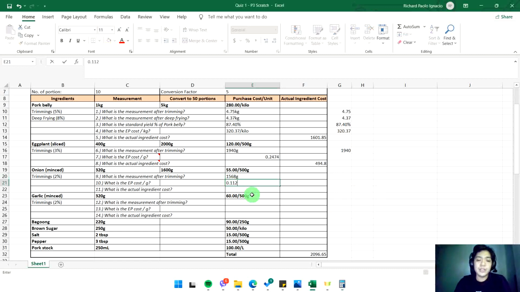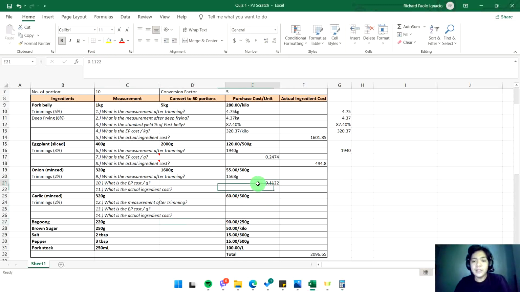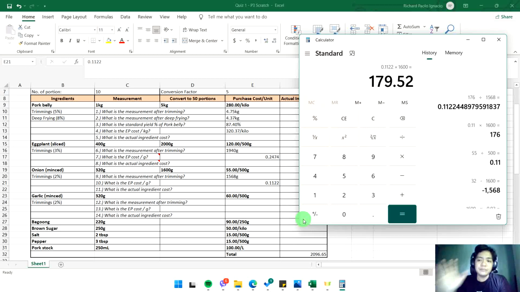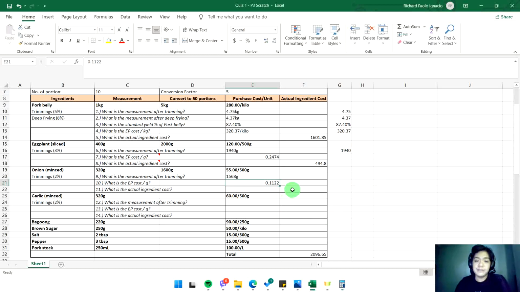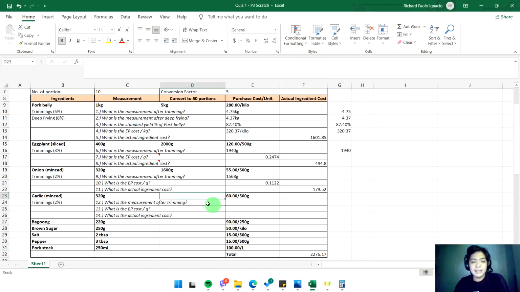Ibig sabihin, ito yung presyo ng ating edible portion per gram. And 0.1122 multiplied by 1,600, kasi, again, hinahanap natin yung actual ingredient cost, no? After trimming or after cleaning, after trimming everything, magkano yung total together with the wastage. And then we will have 179.52. Ito ang presyo ng ating as purchase weight, 176. And kapag kinompute natin yung EP cost per gram, ang makukuha natin na actual ingredient cost is 179.52. Again, tumaas siya.